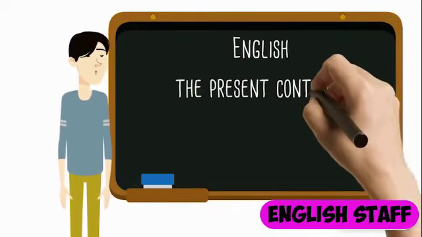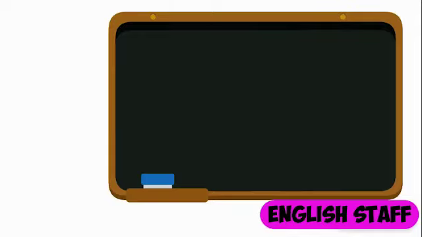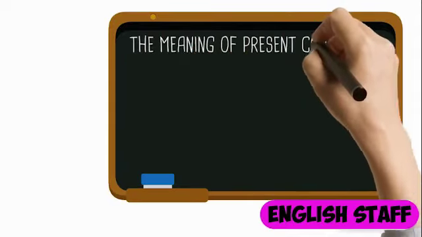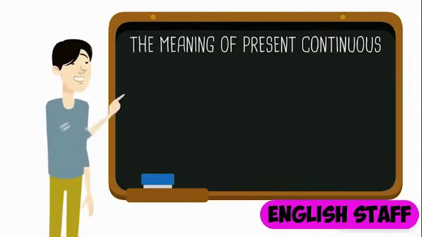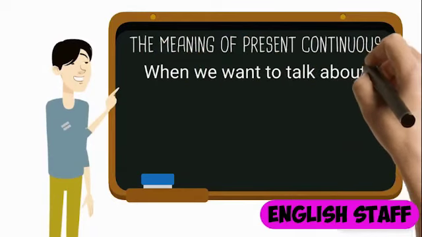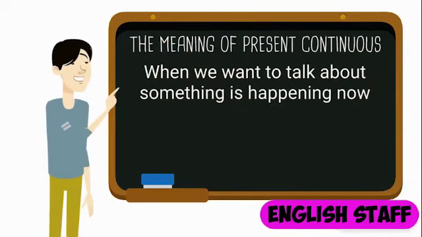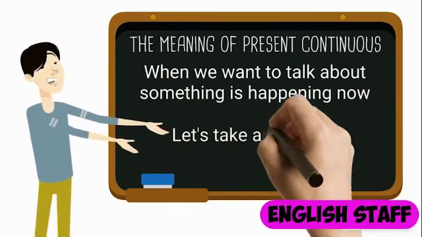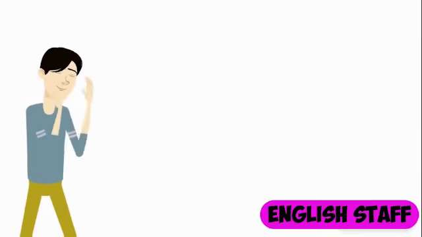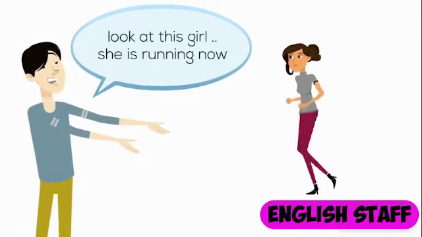Today we will talk about the present continuous. The meaning of present continuous. What is the meaning of present continuous? When we want to talk about something that is happening now, we use the present continuous. Let's take an example. Look at this girl, she is running now.